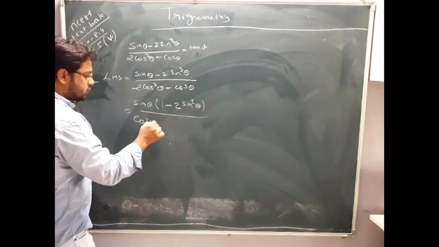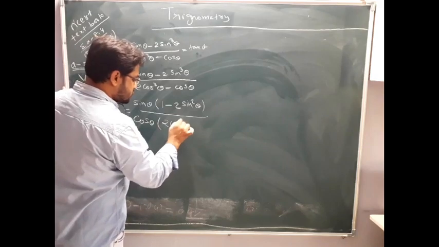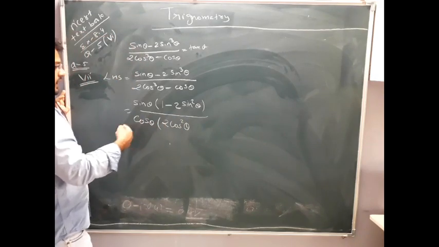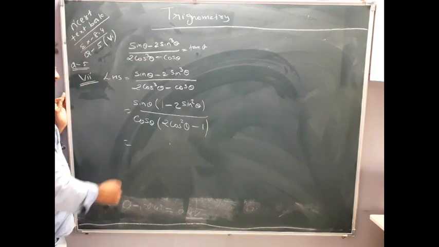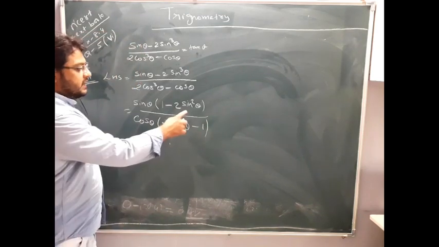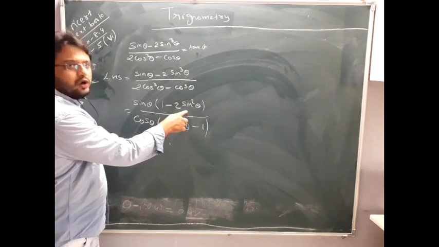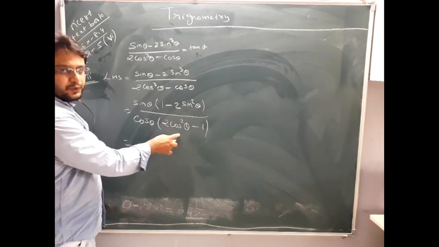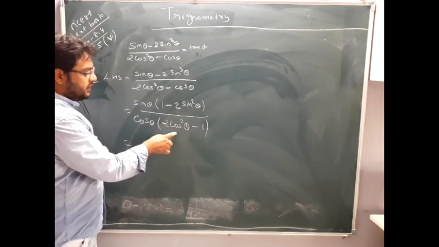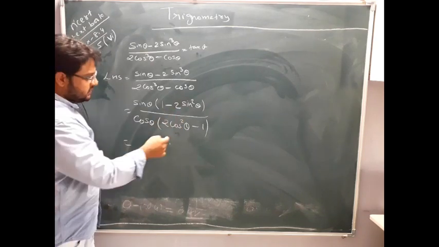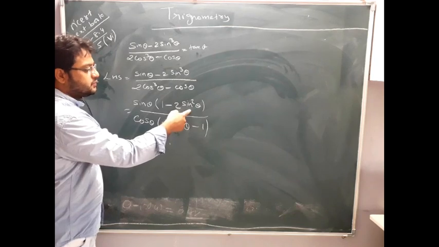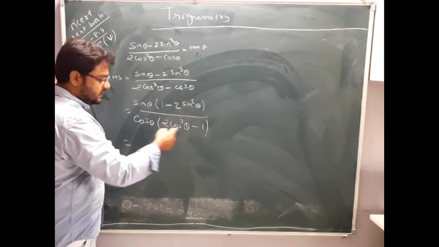So sin theta into 1 minus 2 sin square theta, division will become cos theta into 2 cos square theta minus 1, because it was cube and I have taken one cos out, so cos square theta. Clear? Now what you have to do? Either you convert this sin square in terms of cos and keep this portion as it is, or you convert this cos square in terms of sin and keep this portion as it is. So what I will do is convert this sin square in terms of cos square theta and keep this term as it is.